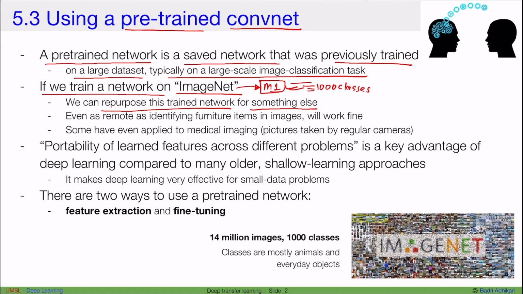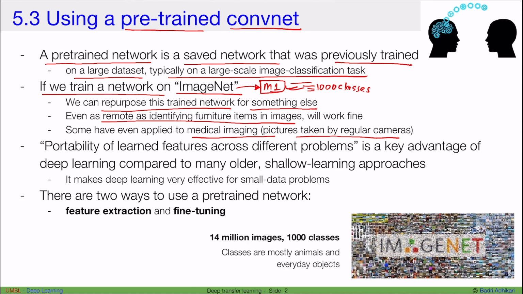What's very interesting is sometimes these models can be used to do things that are even as remote as identifying furniture items in images. So a network trained on ImageNet can later be repurposed to predict, let's say, chairs, tables, various kinds of furniture items. And some research papers discuss applying these pre-trained networks to medical imaging, pictures taken by regular cameras as well, which is quite different.